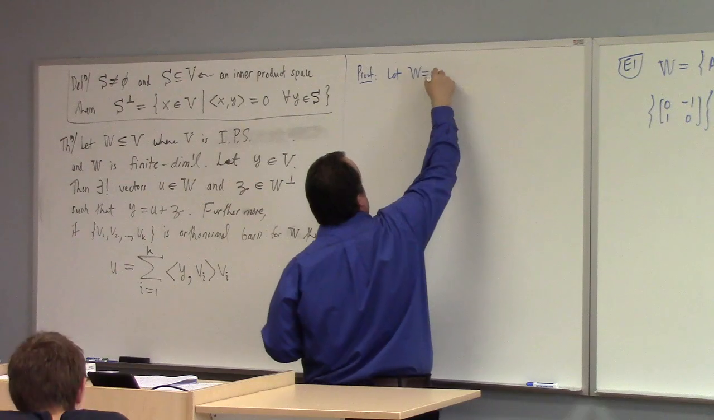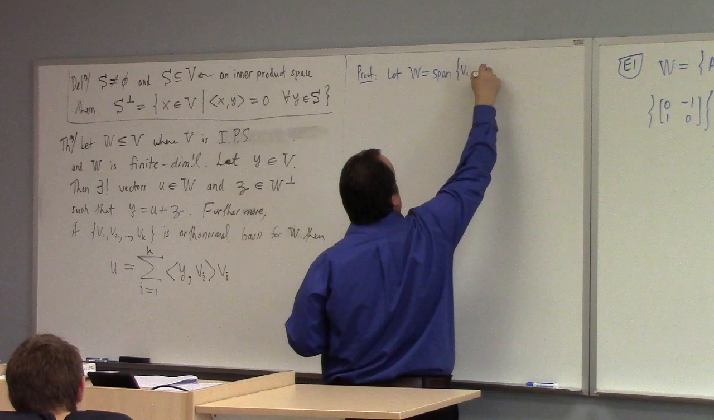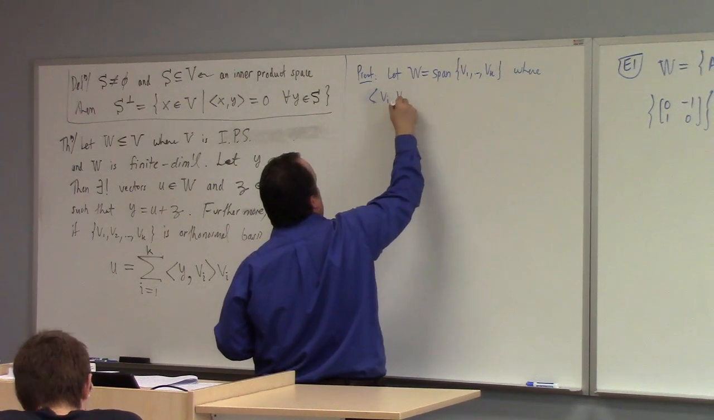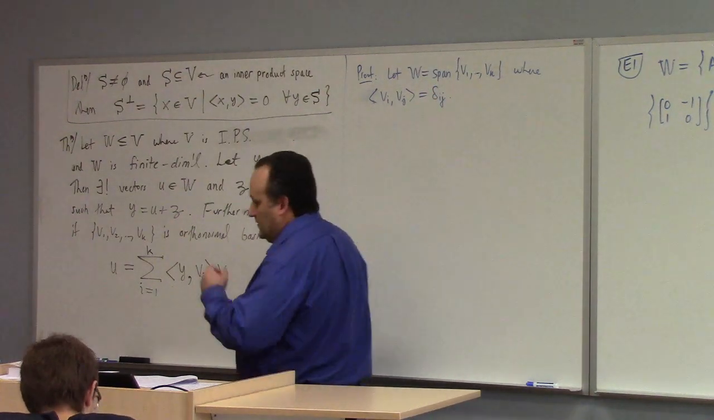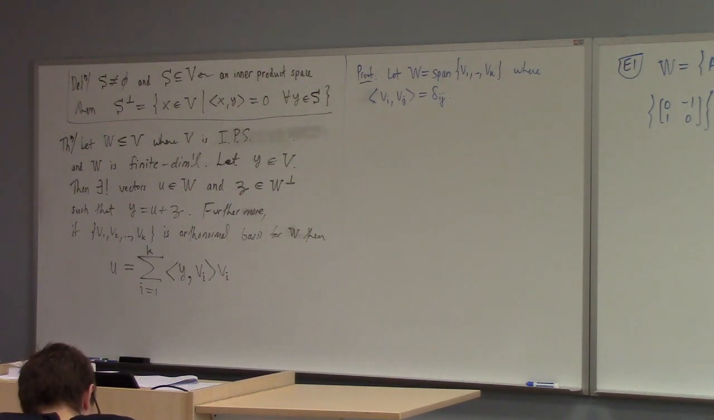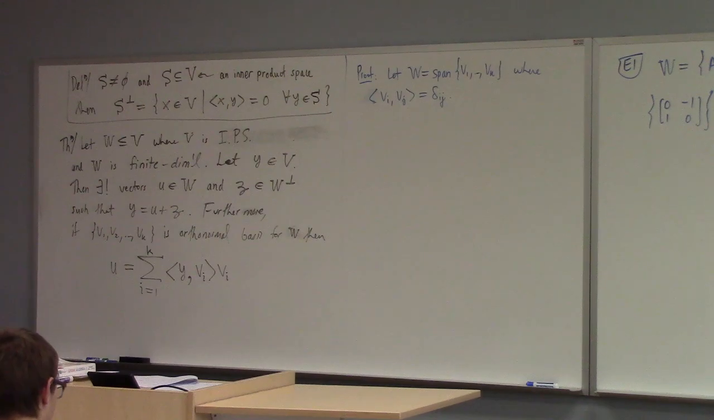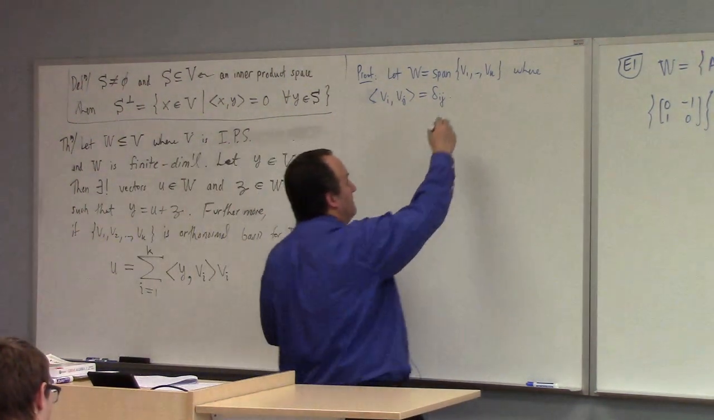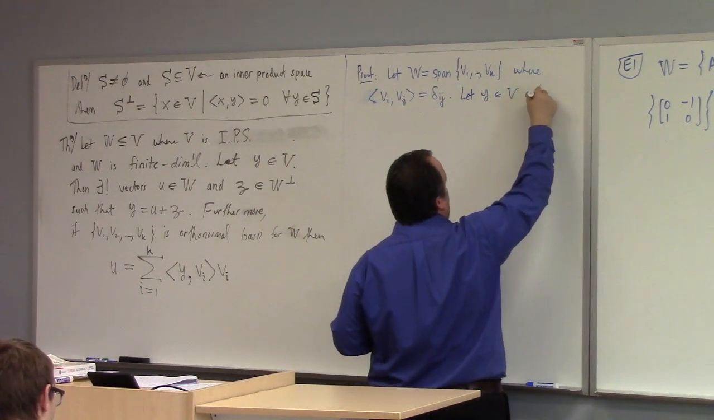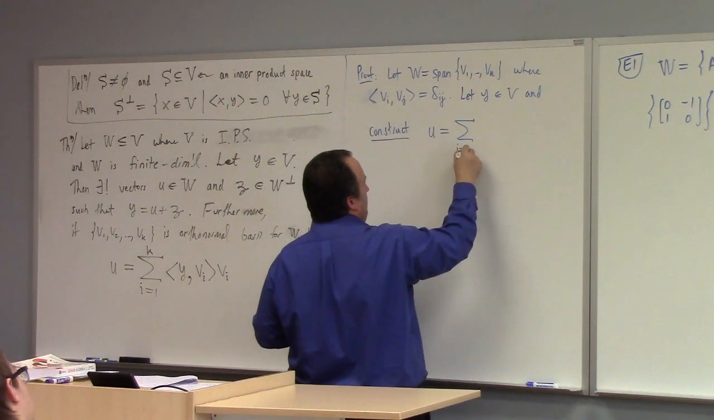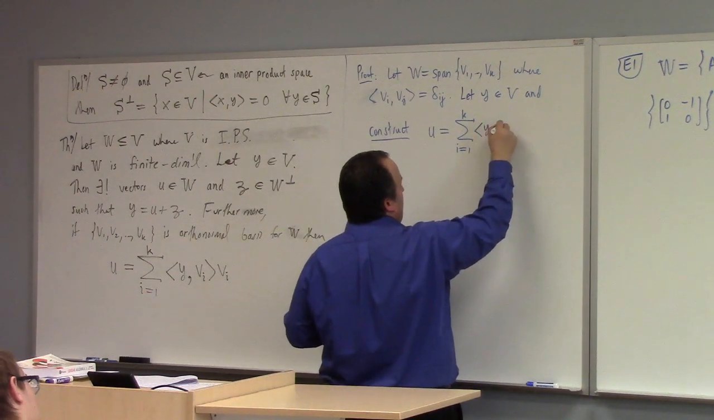Let W equal the span of V1 through Vk, where the inner product of Vi with Vj is the Kronecker delta ij, right? So that's a quick way of telling you that the basis is orthogonal, but more than that, orthonormal. We can do this because we can Gram-Schmidt followed by normalize, so we can always find an orthonormal basis for any subspace. Now let Y be an element of V, and construct U equal to the sum, i equals 1 to k, of the inner product of Y with Vi times Vi.